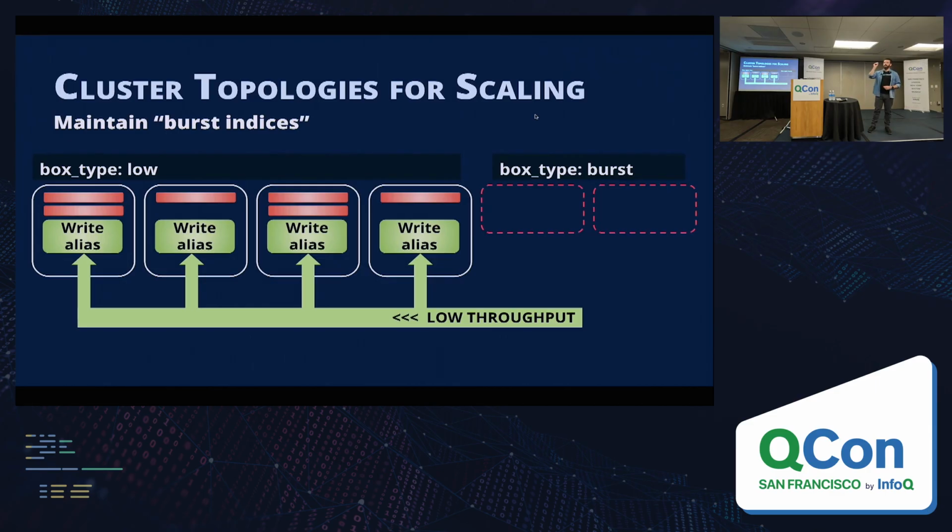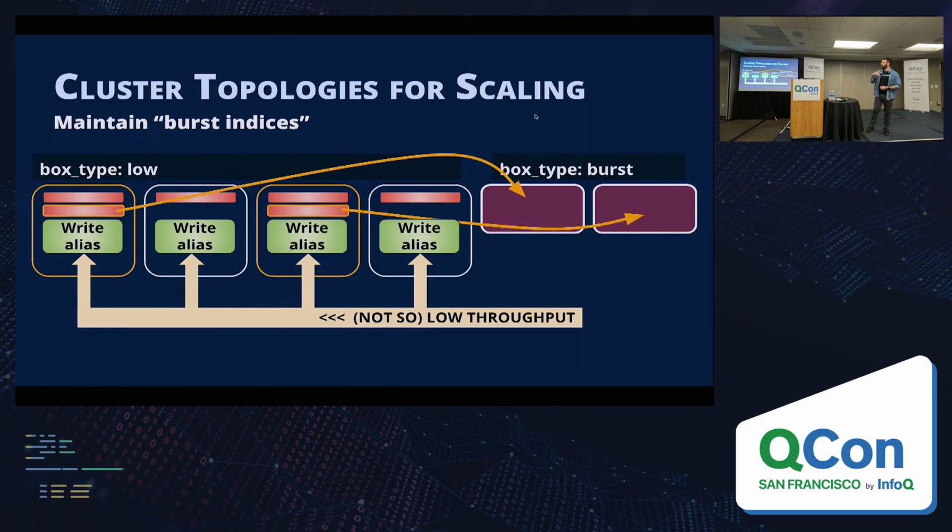You could tell an index to allocate its shards on a specific box type or a few different box types. So the concept is you have the box type burst, and you have the box type low. And as long as you have low throughput in your writes, and again, that is probably the best indicator of I need more nodes, is the write throughput. So if we have a low throughput on the writes, we don't need our extra nodes. And the low write throughput index is allocated to indexes that have the low box type.